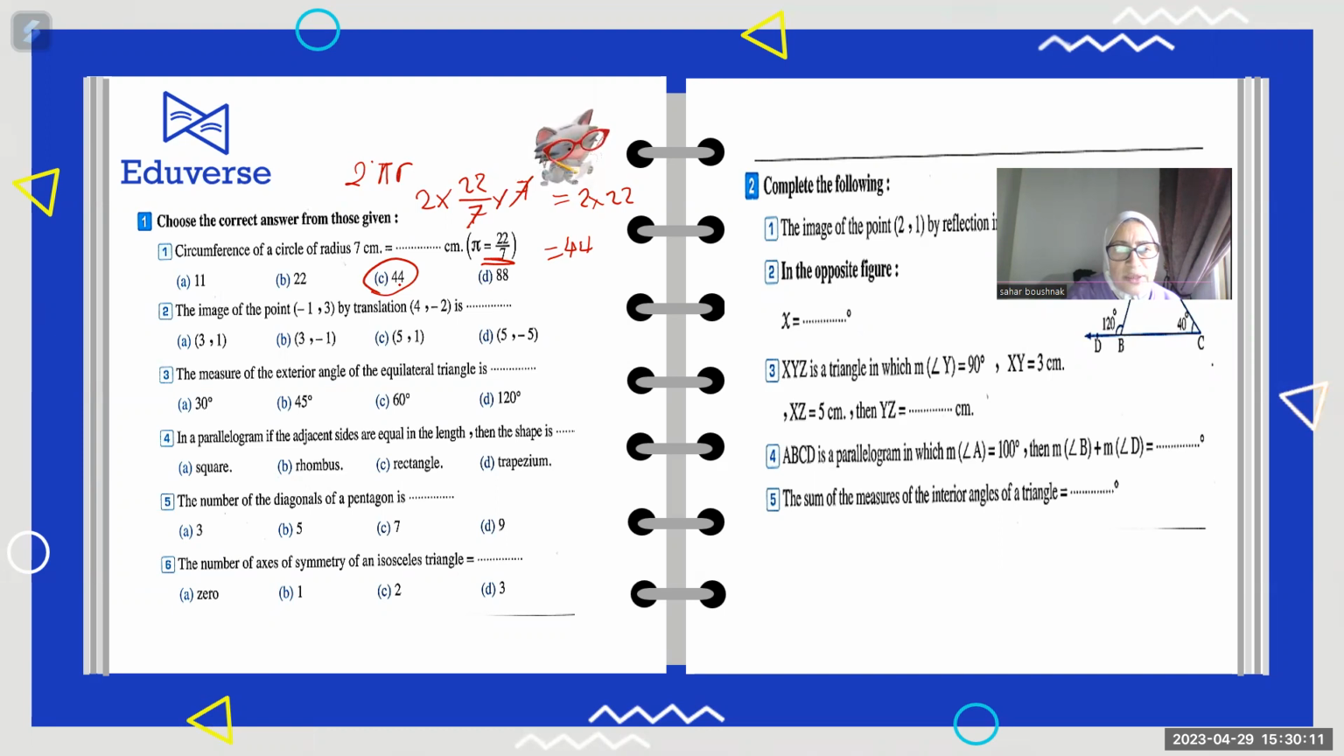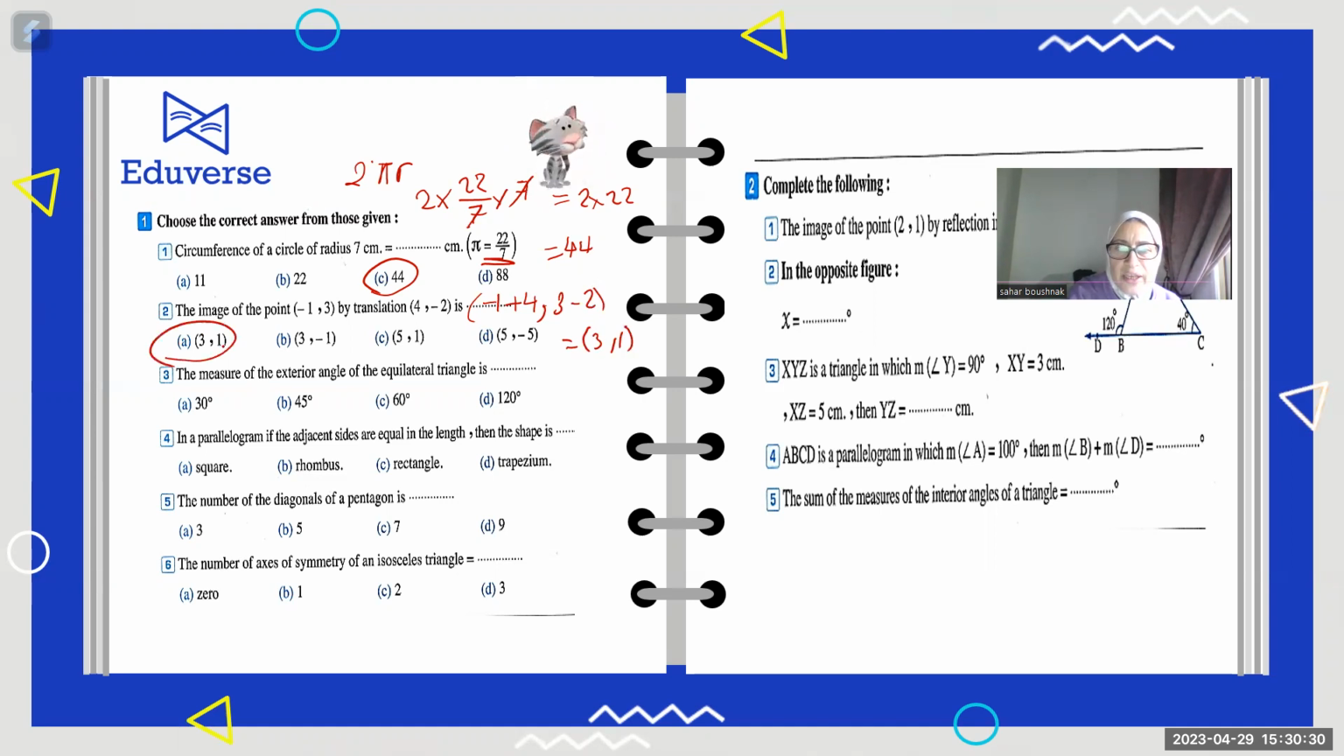The image of the point (-1, 3) by translation (4, -2). So that means this is the rule: -1 plus 4 and 3 minus 2. Then I will get (3, 1). So this is my answer.